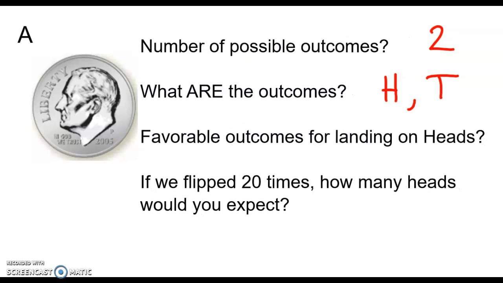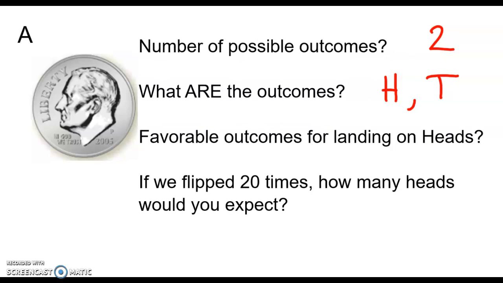What are the favorable outcomes for landing on heads? Well, the only way I can do that is if I get a head, right? If I flip it and it lands on heads. So if we flipped it 20 times, how many heads would you expect to get? Well, it might not be exactly half of the time, but that's probably what I would expect to get, about 10 out of 20 times. So I'm going to say 10 times, right? There are 2 different outcomes. They're both equally likely. So I would expect to get heads about half the time.